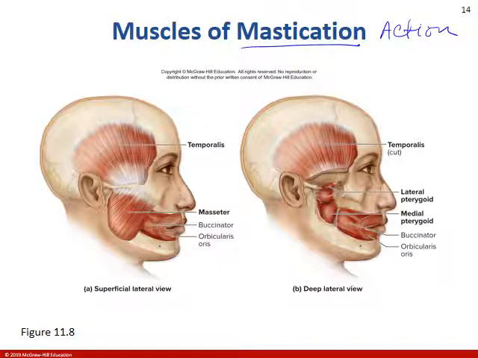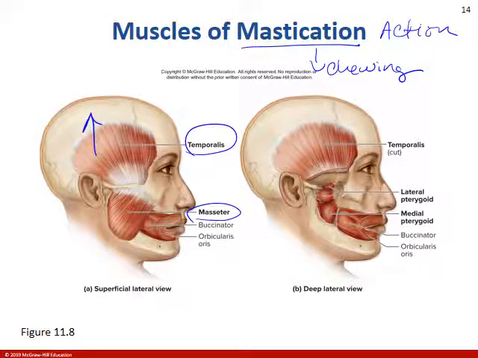Textbook does a nice job of talking about specific actions and then which muscles are necessary for that action to take place. So mastication would be chewing, and the two muscles we're going to focus on are the masseter and the temporalis. So the temporalis elevates and retracts the mandible, and the masseter also elevates but protracts the mandible. So if you remember, you need elevation, depression, protraction, and retraction in order to do this action, mastication or chewing.